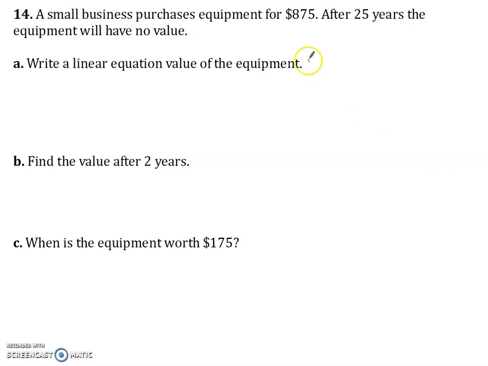That means we have to get 2 ordered pairs out of the problem. When a company purchases equipment, that's time 0. That's the very start, so at the very beginning, you always make time 0. And then the dollar amount is going to be $875. And then after 25 years, the equipment will have no value. I'm making my ordered pair time for x. Your time is typically x; your money is typically y.